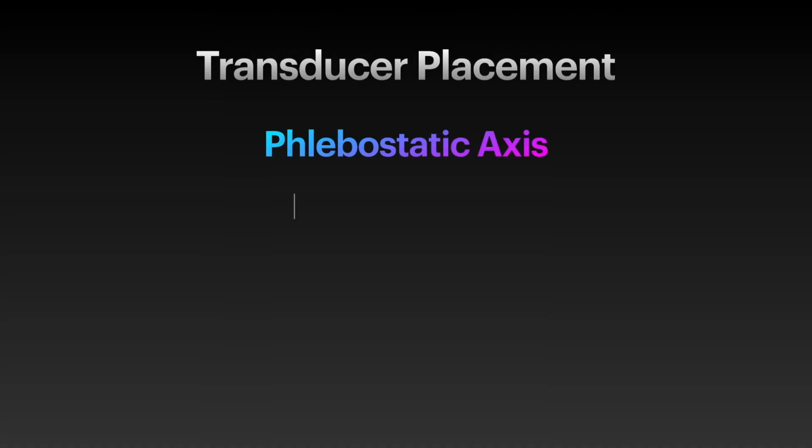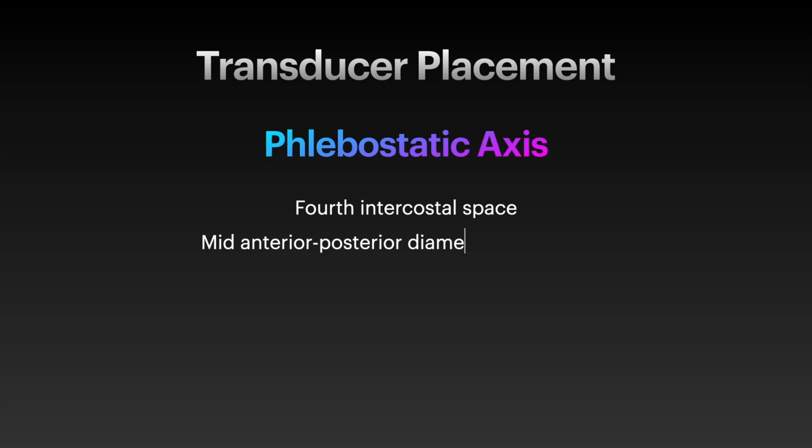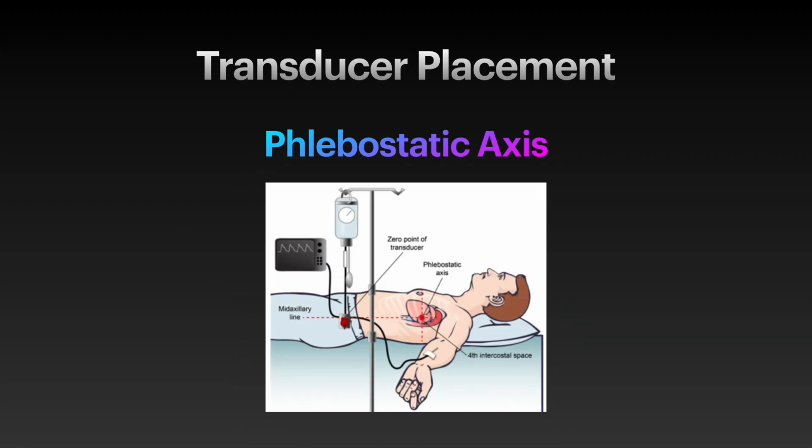This placement needs to be at the phlebostatic axis. Using the phlebostatic axis, we can approximate the anatomical point where the right atrium is. Monitoring with the transducer properly placed in this area will most accurately help us to assess the patient's hemodynamic status. The phlebostatic axis can be found at the fourth intercostal space at the mid-anterior posterior diameter of the chest wall, as seen here.